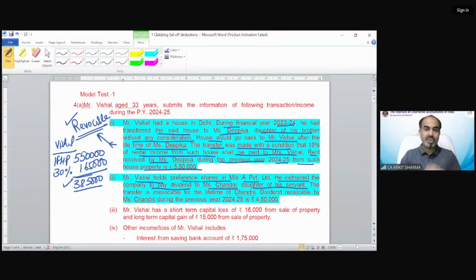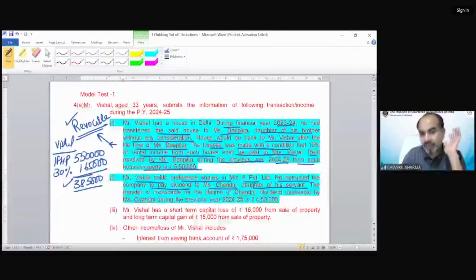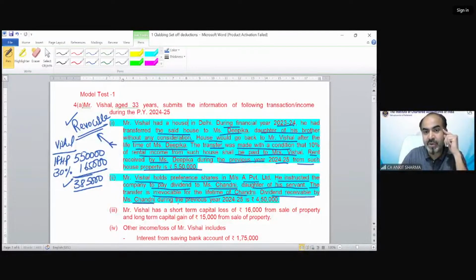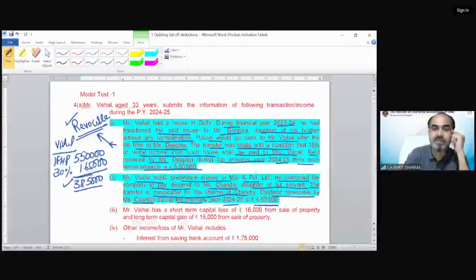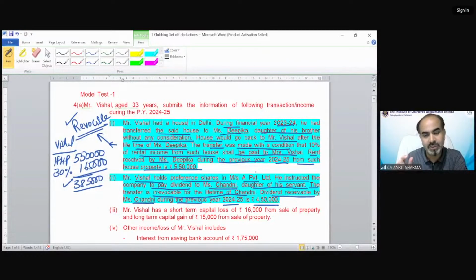So whether Chandni is a relative or not, first of all you have to judge it, and we know that she does not fall in the definition of relative. She is a stranger. She is not a spouse, not a son's wife, not his minor child. She is a servant's daughter. Now the transfer is irrevocable for the lifetime of Chandni. Dividend receivable by Chandni during the previous year 24-25 is 4,50,000 rupees. So now in this question you have to tell me whether clubbing is to be done or not, and whatever is your answer, kindly give me a reason in short.